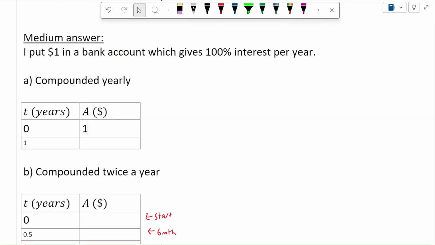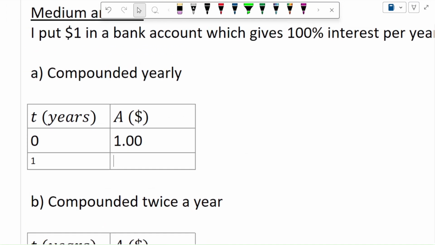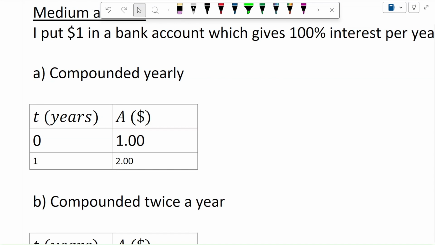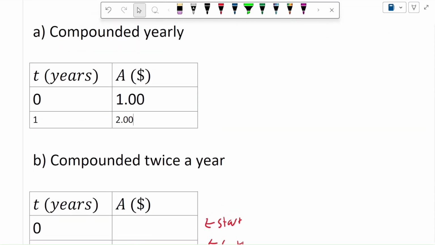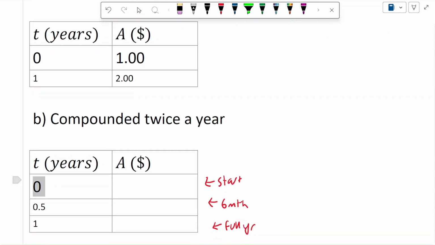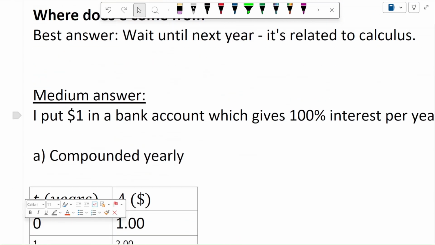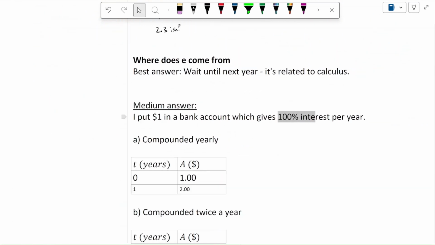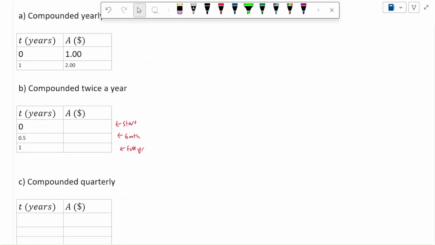So I put the $1 in the bank account at the start of the year. And then by the end of the year, I have $2 because I've basically just gained 100%. 100% of $1 is $1 more. Now, we're going to do the same sort of question here. We're just going to compound it twice. So you're still going for 1 year in total. You've still got 100% interest per year, and you're still putting $1 in. The only difference is we're just doing the compound twice.